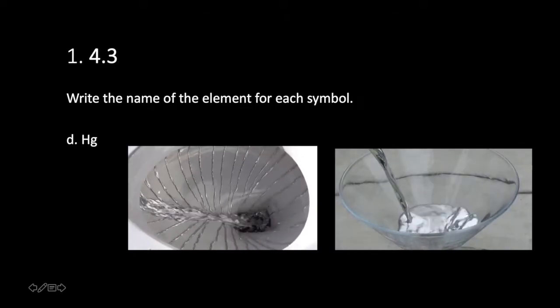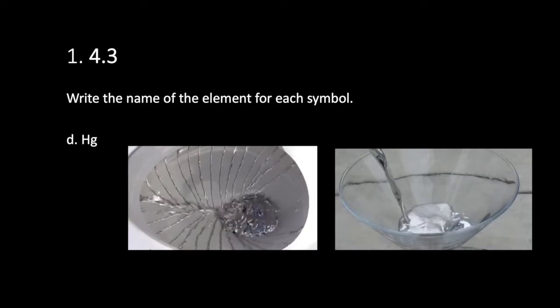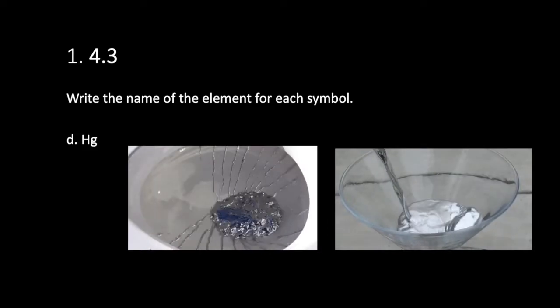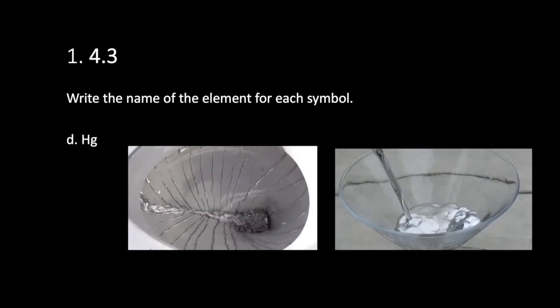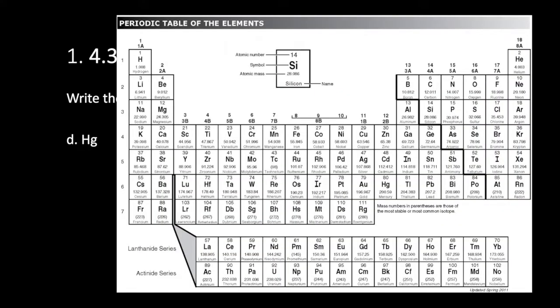D, Hg. And so this Hg is mercury. It is the only metal that's a liquid at room temperature. A lot of these elements, the symbols resemble what the name is. For example, C for carbon or I for iodine, like the last couple that we saw. Hg, the one that doesn't really sound like mercury.